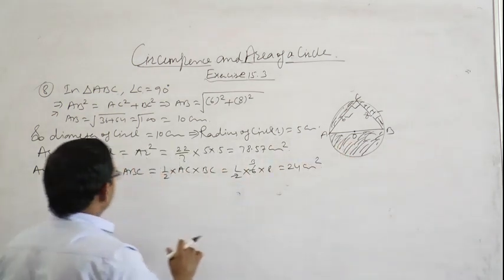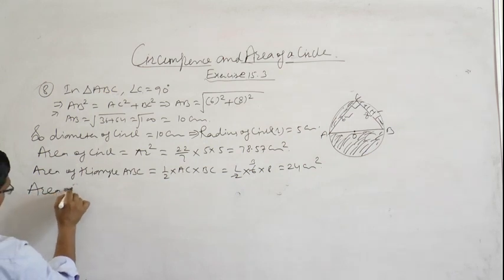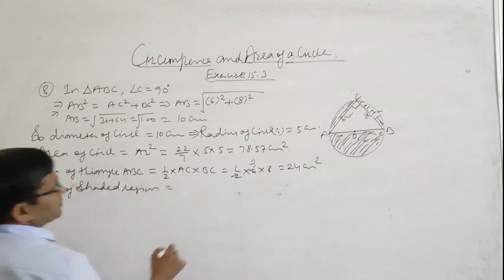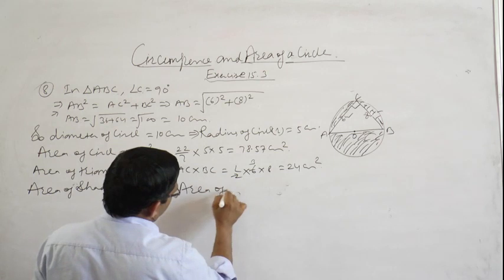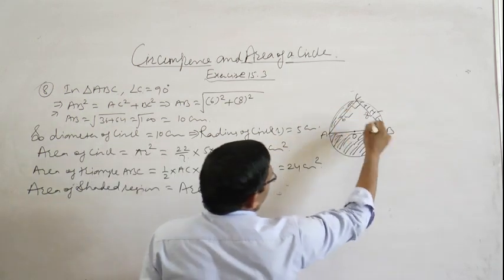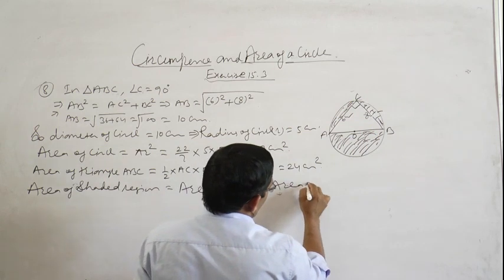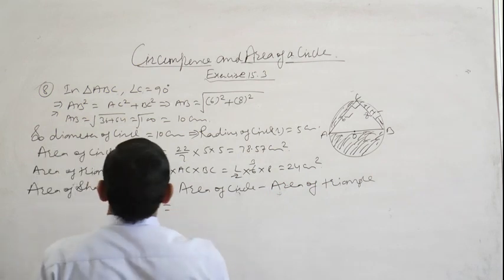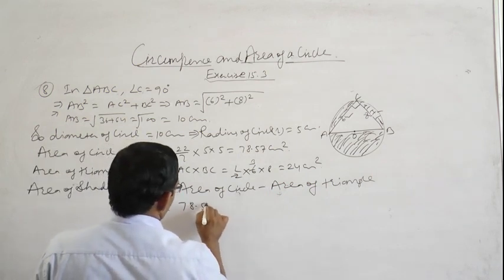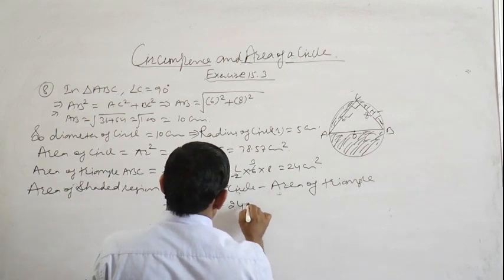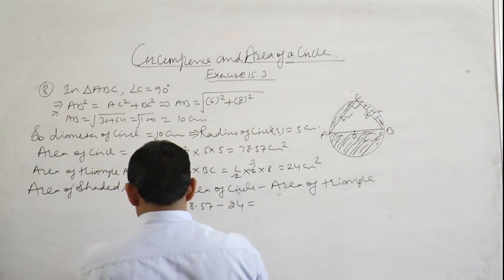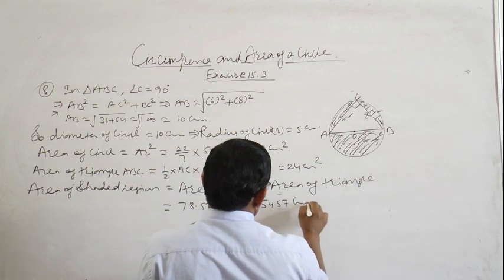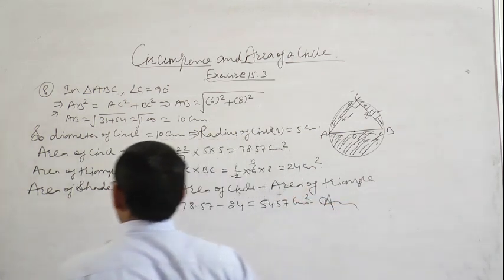We want to find out area of shaded region. So area of shaded region is equal to area of circle minus area of triangle. Area of circle is 78.57 minus 24, that is we get 54.57 centimeter square. This is the area of shaded region.